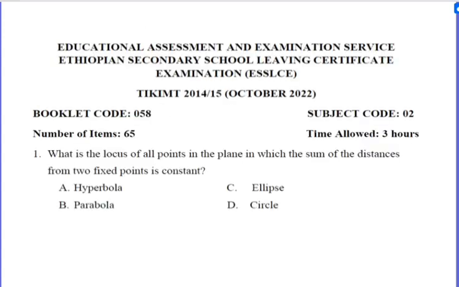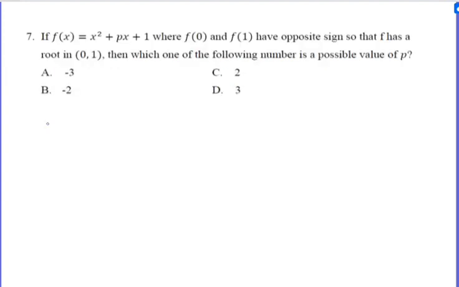I'm using the booklet code 058. So according to the order of this booklet code, the first question that we can get from grade 12 is number 7. Here in number 7, we have a certain quadratic function. If f of x is equal to x squared plus px plus 1, where f of 0 and f of 1 have opposite sign, so that f has roots in the interval 0 to 1, then which one of the following numbers is a possible value of p? So based on this information, we will try to find the possible value of p.